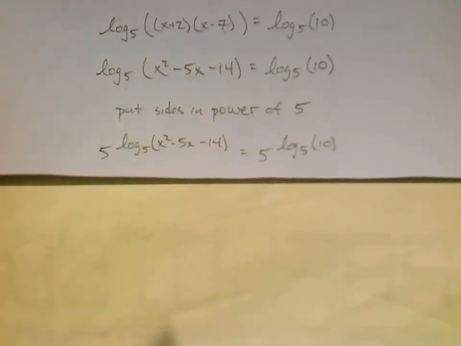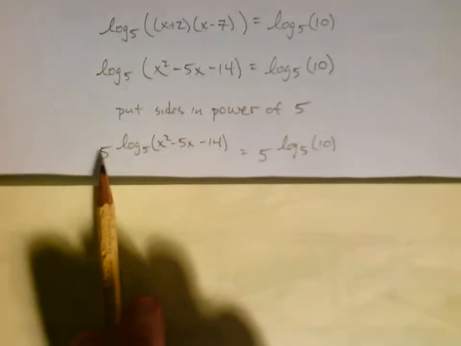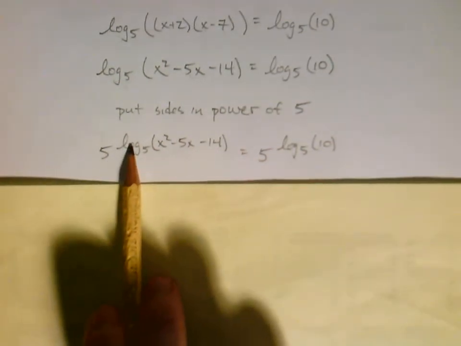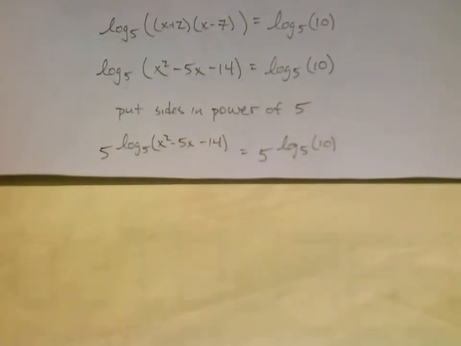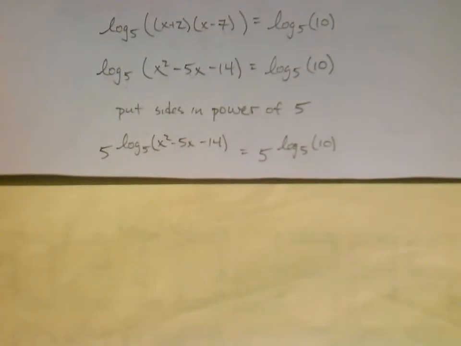We're going to say, and this is a lot of writing here, but 5 raised to that left side equals 5 raised to that right side. And yeah, that's a lot. 5 raised to the log of x squared minus 5x minus 14 with base 5 equals 5 raised to the log of 10 with base 5. Okay. Give you guys a moment.